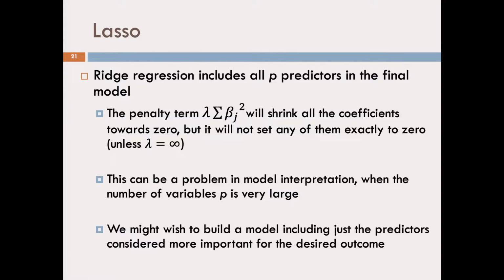So this gives me a problem, an interpretation problem. Suppose I have a problem with, I don't know, hundreds or thousands of variables. Okay? To interpret that model will be more difficult than interpreting a model where I actually drop some variables. Okay? So we wish to build a model that includes, at the end, just the predictors that are considered really very important for the outcome. Okay? So actually, we are going to be selecting features.